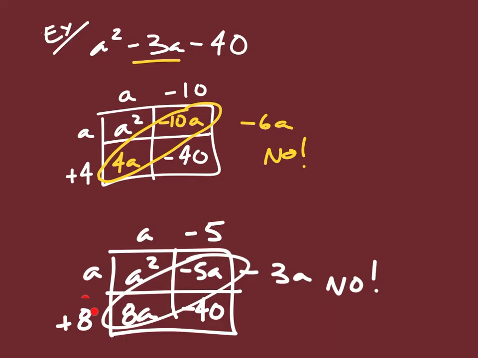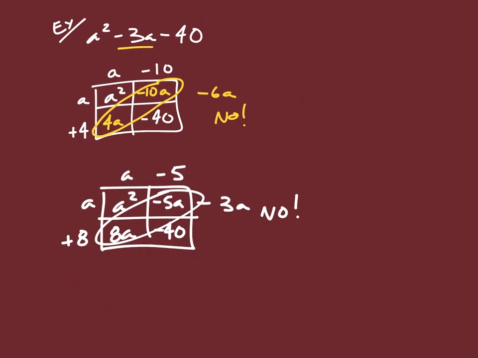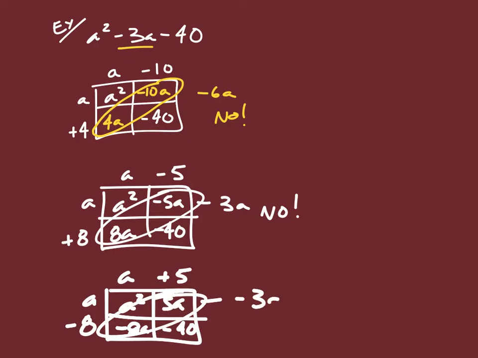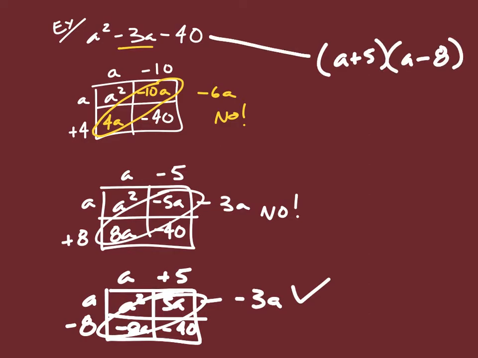But then you're like, oh, in order for me to get negative 3 out of that, I got to make the 8 negative, and I got to make the 5 positive. So let's try that. 8a plus 5, a minus 8. We get a squared here. You get negative 40 down here. This is negative 8a. This is positive 5a. And you add those together, you get negative 3a. That works. So in order to factor this, you get a plus 5 times a minus 8. All right. And the goal is to go from here to here.